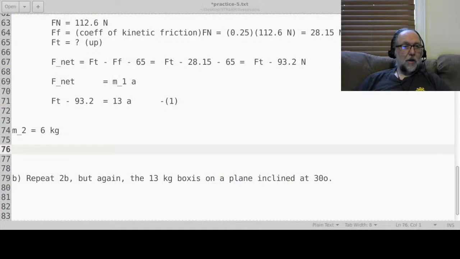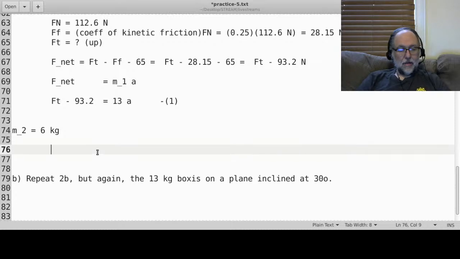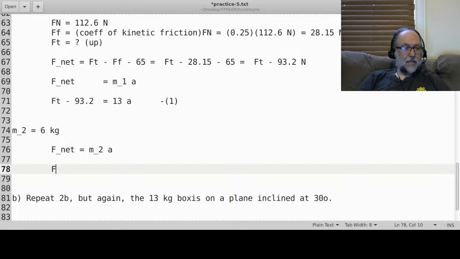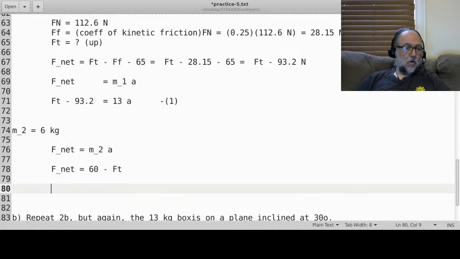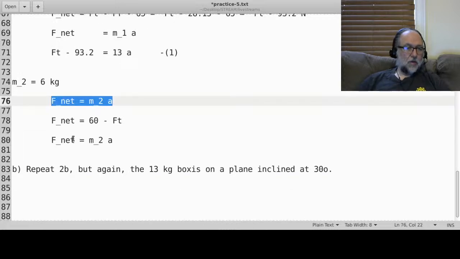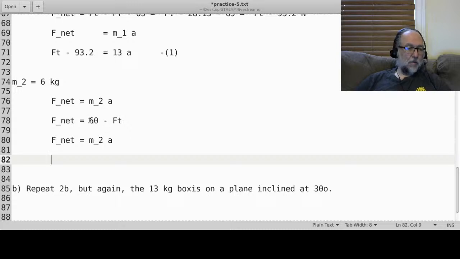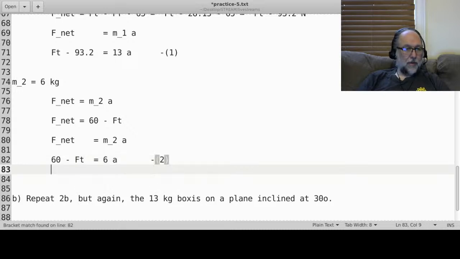All right. So over here, we have that Fnet is equal to m2a. All right. Fnet in this case is, we said 60 down minus the Ft up. So let me just write it over here. For the Fnet, we're going to put in 60 minus Ft. That's going to equal, for the m2 here, we're going to put in 6 times a. And again, one equation, but 2 unknowns. You can't go anywhere with that.